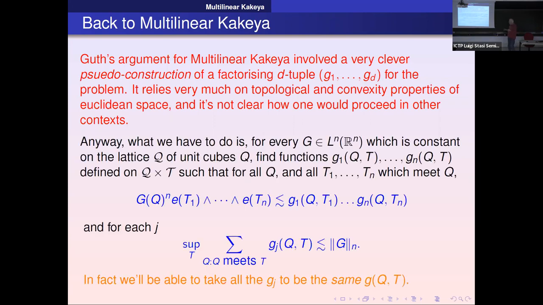So what we have to do is show, just unpacking the abstract duality theorem in our context, that for every G in L^n of R^n, and it's important that the n in the L^n space is the same as the n in R^n, a reflection of the dimensionality, so for every G which is constant on the lattice of unit cubes, you've got to find functions G_j of Q and T, such that G of Q raised to the power n, times the wedge product of tubes T_1 up to T_n, is dominated by the product of these functions G_j, and such that if you take any tube at all and sum the quantities G_j of Q and T over all cubes which live inside a particular tube T, then that's dominated by the L^n norm of the function you start with.